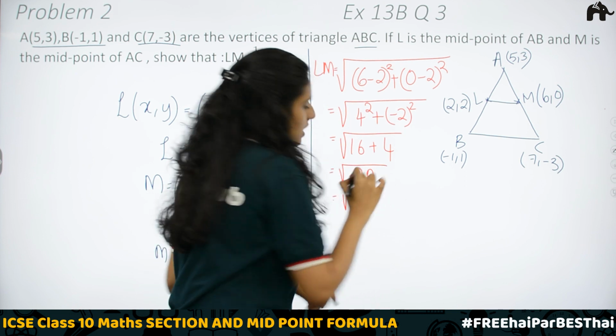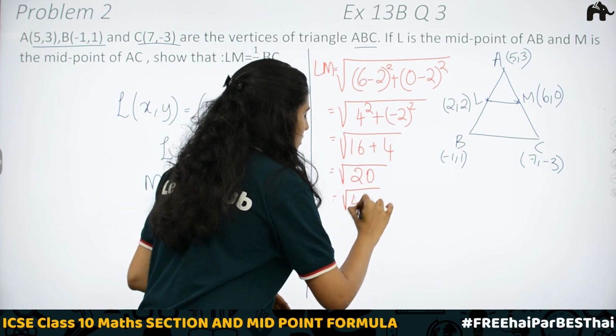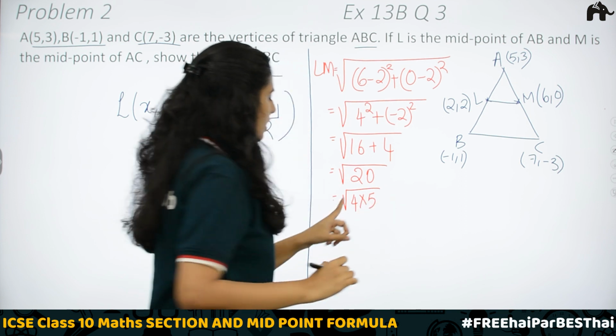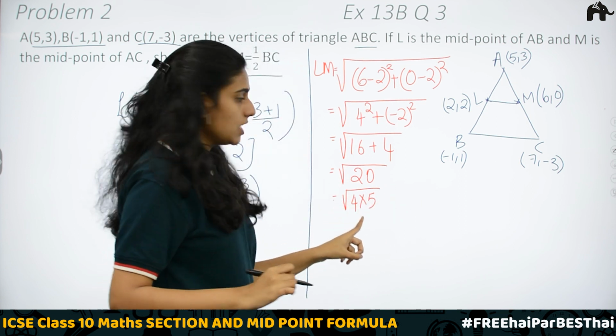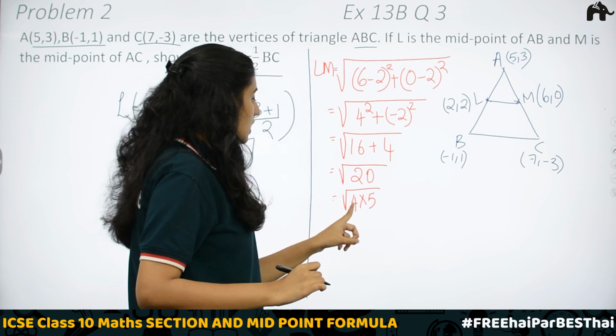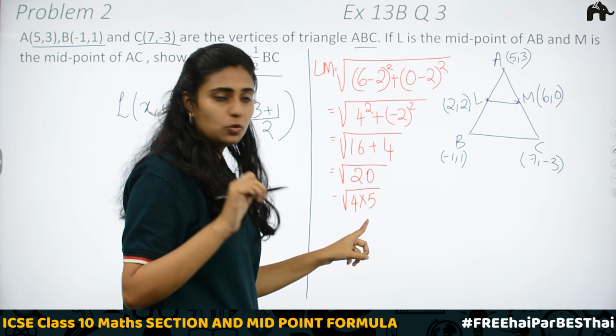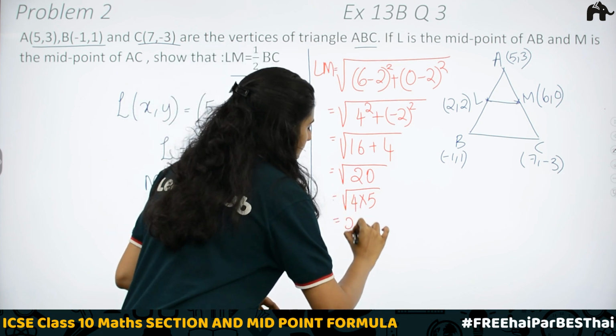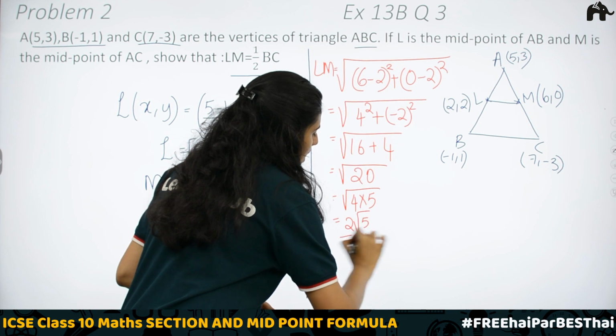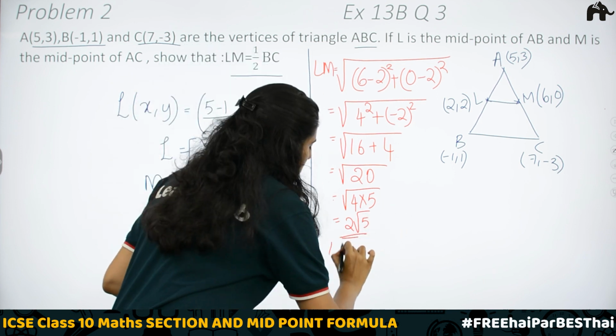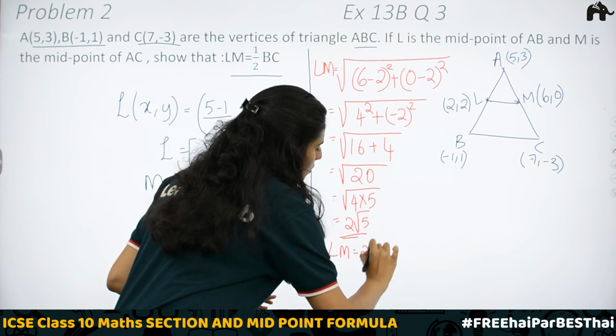Root 20 can be written as 4 into 5. Root of 4 into 5. Here 4 is a perfect square number, which is the root of 4 is 2. We can take 2 outside, then we get 2 root 5. Therefore, the length LM is equal to 2 root 5.